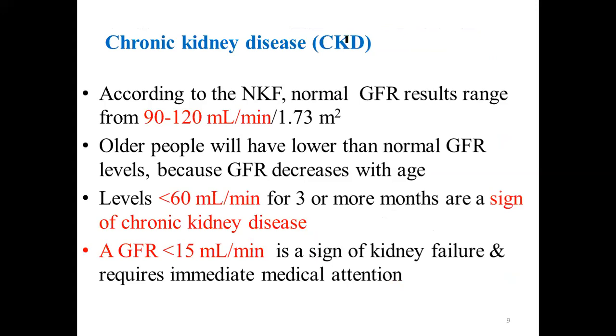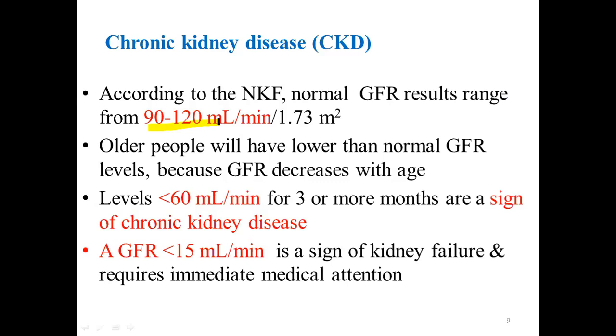Okay, so what is the normal GFR? According to the National Kidney Foundation, normal GFR is between 90 and 120 ml per minute per meter square of the patient. But still, even the normal creatinine clearance is between 90 to 120 ml per minute. That is why there is not much difference between creatinine clearance and GFR.